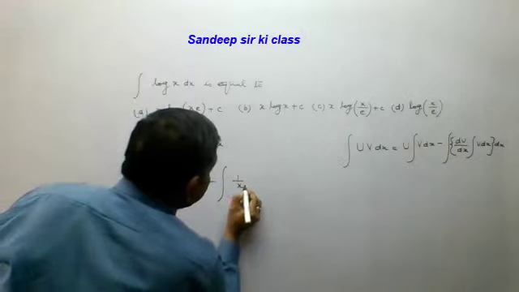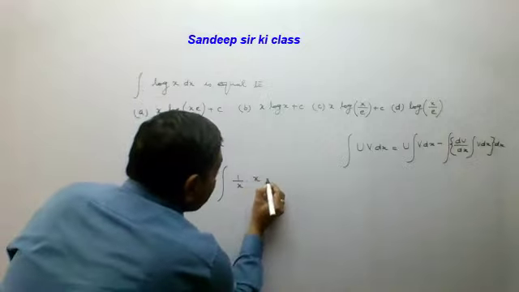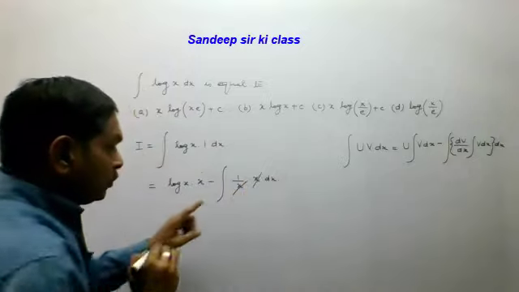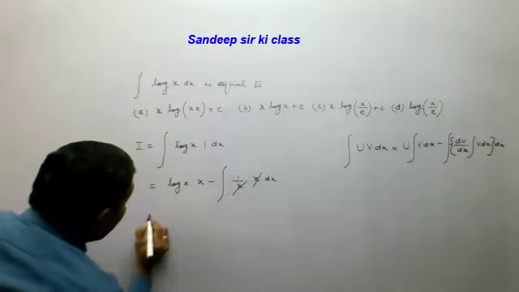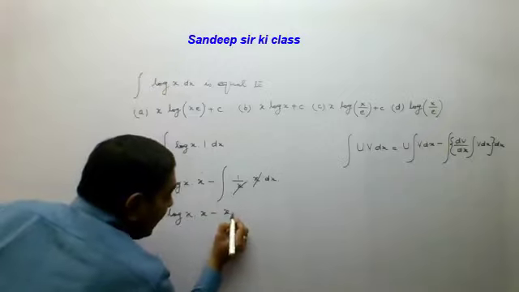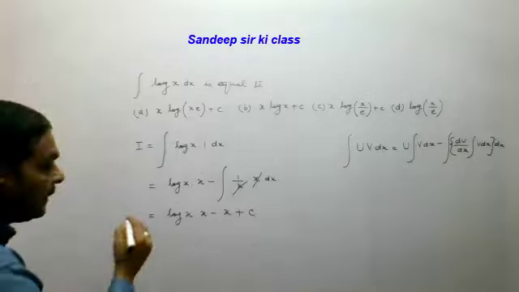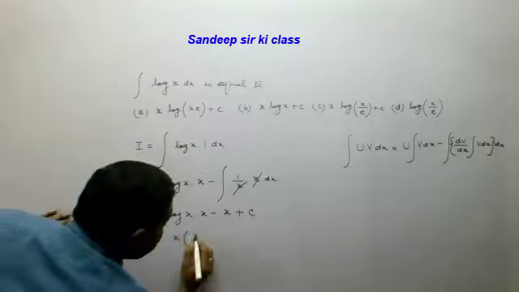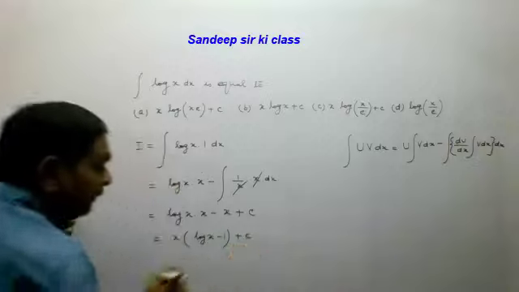So it will be 1 upon x times the integral of the second, which is equal to x, dx. This we obtain. x cancels this x, so I obtain the integration of dx, which is equal to x. So I becomes log x into x minus x plus c, where c is the constant of integration. Now I can take x as common in both these terms, so it will be x times the bracket log x minus 1, plus c.